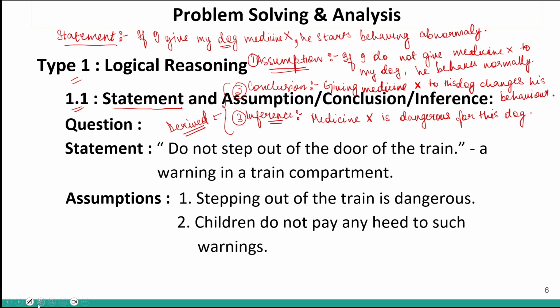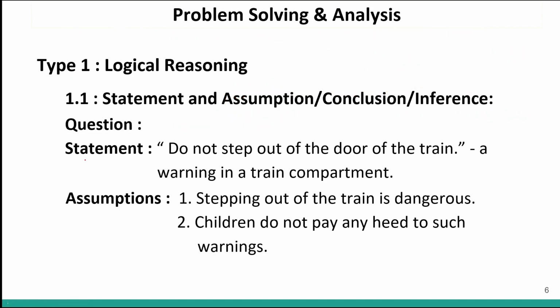Now let us look at this question. In this question we are given a statement and two assumptions, and we have to tell which of the following assumptions logically follow. The statement given to us is, "Do not step out of the door of the train," a warning in a train compartment. So a train compartment has a warning written on it that says do not step out of the door of the train. Now, two assumptions: stepping out of the train is dangerous, and second, children do not pay any heed to such warnings.